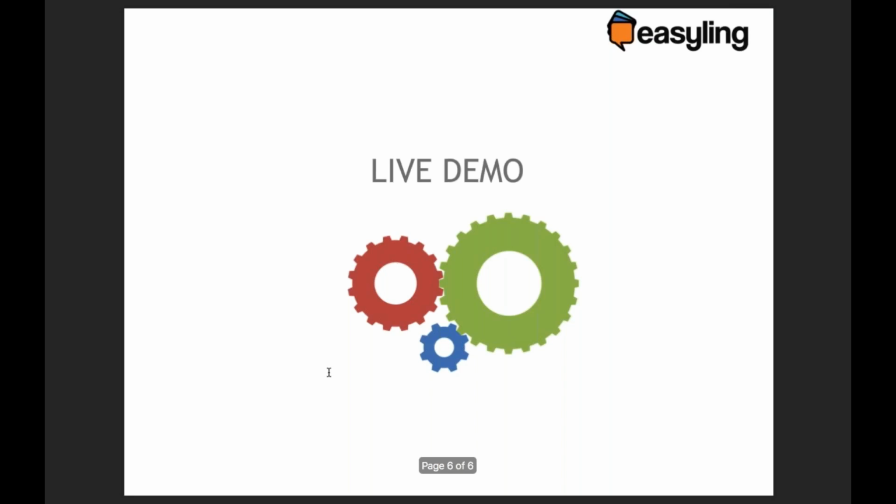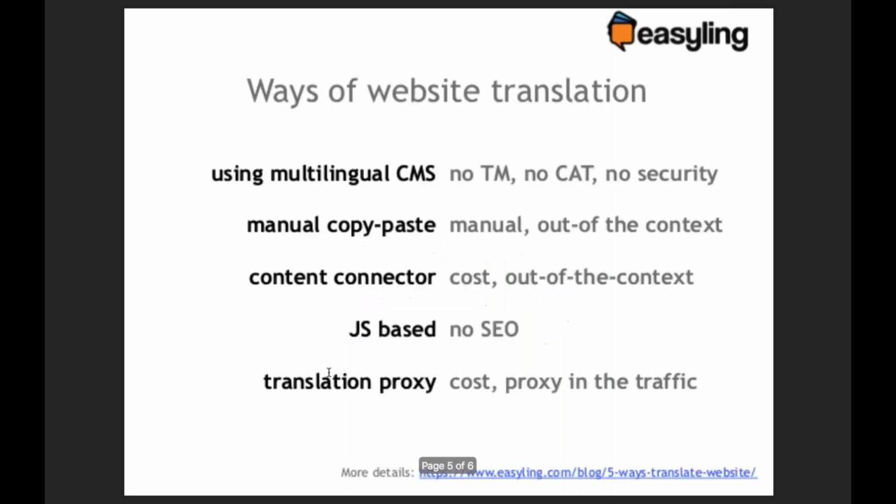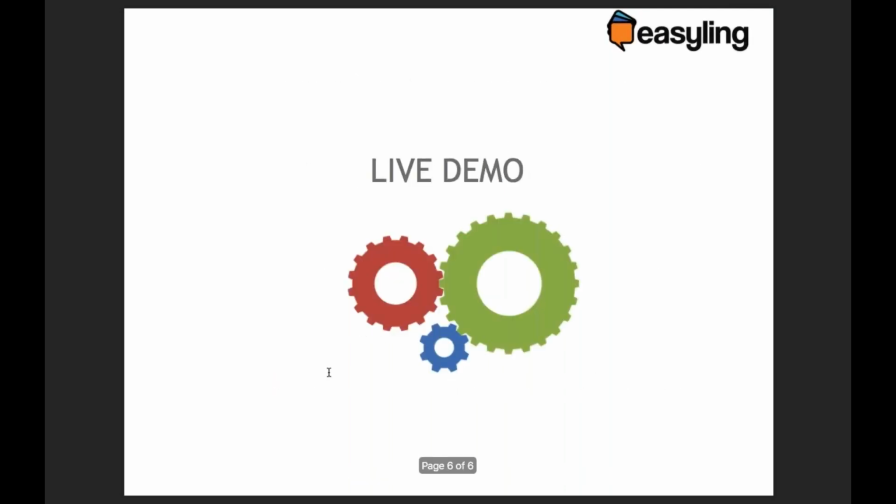And this is why it is very important for the LSP to understand it, because it's the LSP who needs to help choose the right fit for the client. So these are the 5 options, and I would like to show you just quickly, to get a taste of it, how the 5th one, the translation proxy, works.